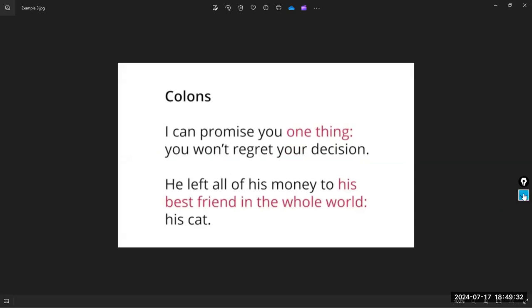Now let's discuss the final example. We discussed this, but the final example is saying he left all of his money to his best friend in the whole world. Who is that? Who is he or who is she or who is it? Let me tell you. Colon, his cat. Okay? So this is it. This is everything about the colon. Be careful because sometimes it is a little confusing.